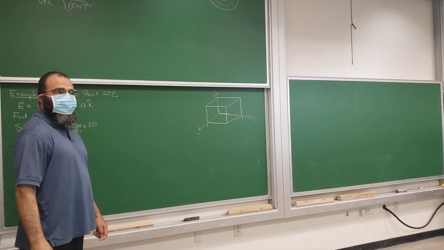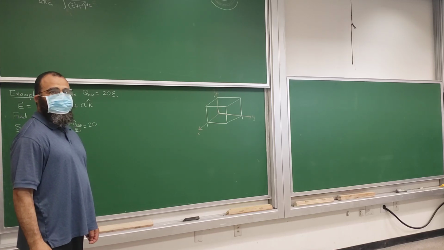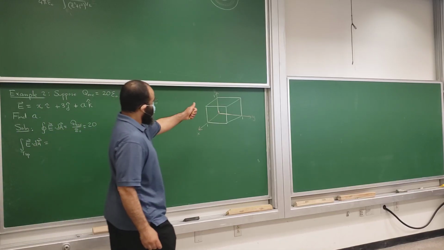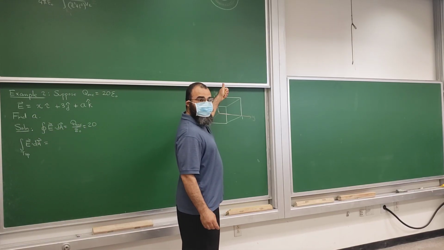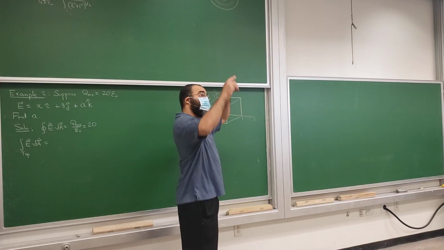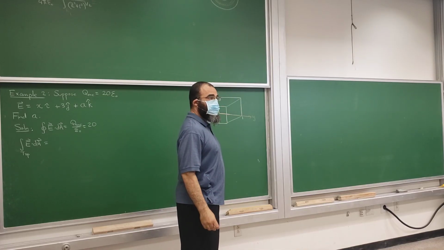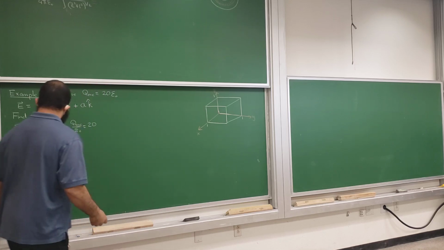In what direction is the area at the top? Yes, positive k hat. Exactly. The area at the top points in the k hat direction, right? Remember, this ceiling here points upward. So the area at the top points in the k hat direction.